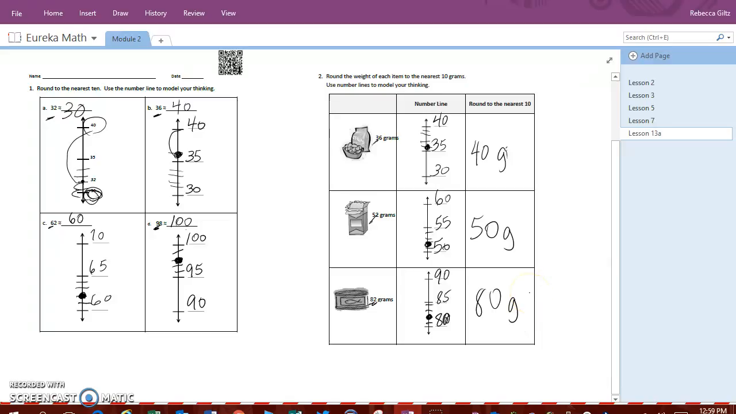Okay, so with this lesson, we are rounding to the nearest tens place. Focus on that 10 in the actual number. Think about how that makes your lowest end point. Your highest end point is 10 more. Halfway is 5 more than the bottom, or 5 less than the top. Plot that point and see which one is closest to.